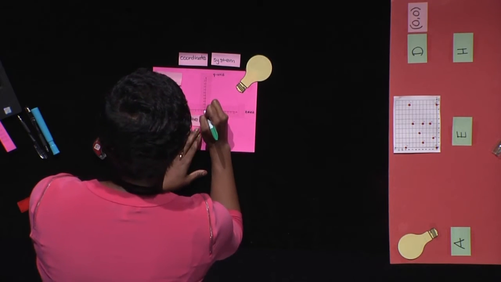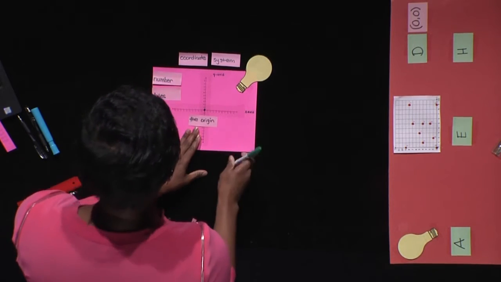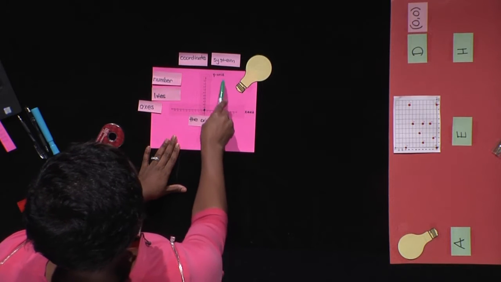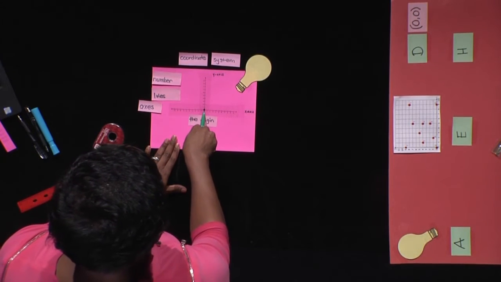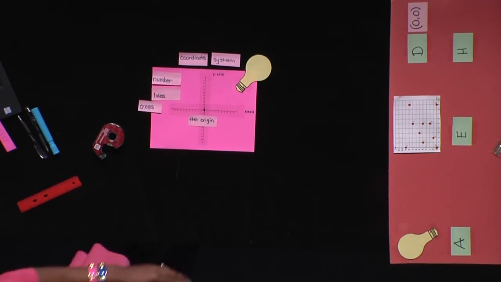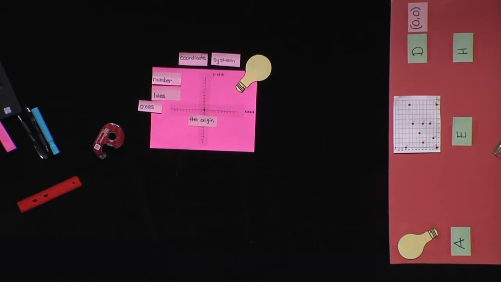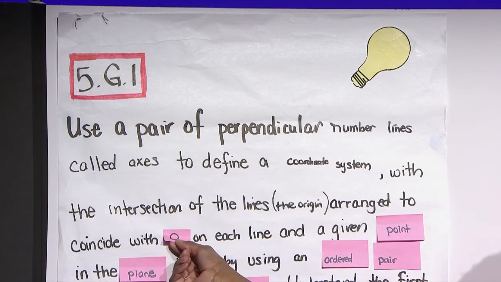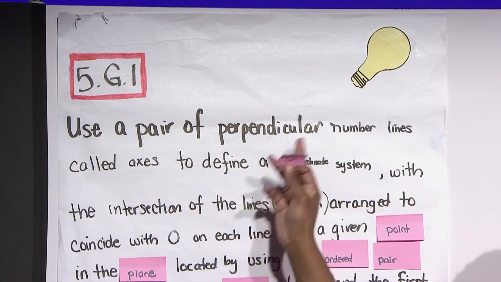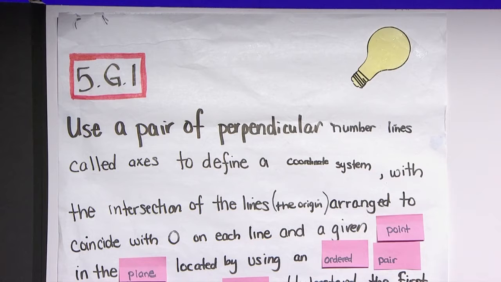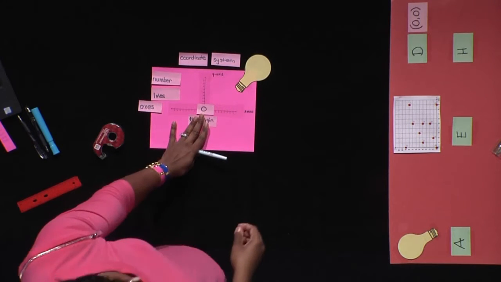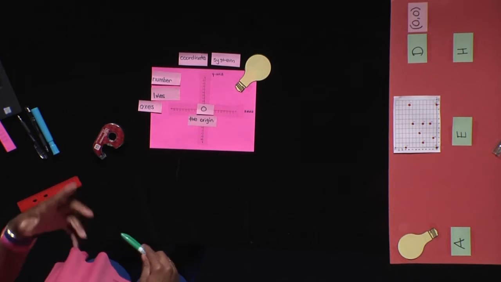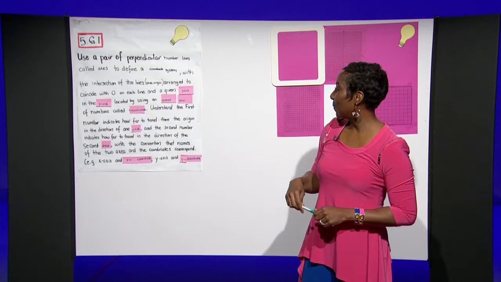So what I'm going to do is label this point where both of my axes, x-axis and y-axis, intersect at a point called the origin. You all are learning quite a lot with this one standard. And remember, the origin is where each one of the lines intersect at the point 0. Awesome, boys and girls. So let's keep going through our standard.